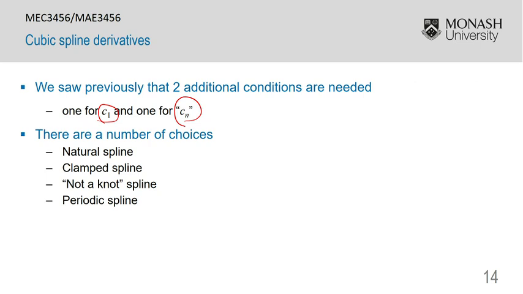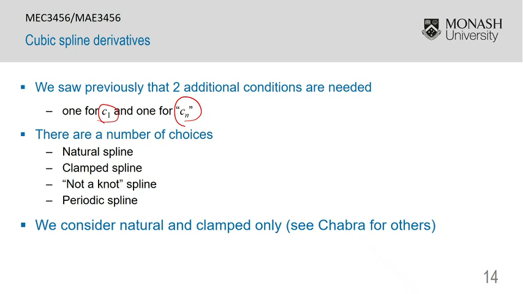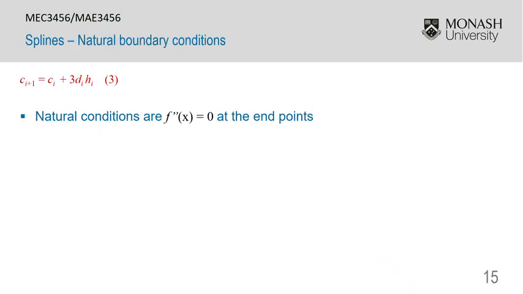So as I mentioned last time, there's a number of choices. We are only going to consider natural and clamped conditions, and you can have a look at the textbook to look at the other conditions. So let's start off by looking at natural boundary conditions. These are the easiest ones to implement. Natural conditions are that the second derivative of our splines are equal to 0 at the endpoint.